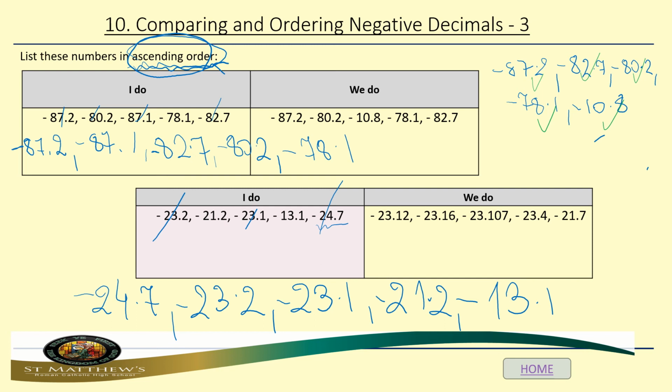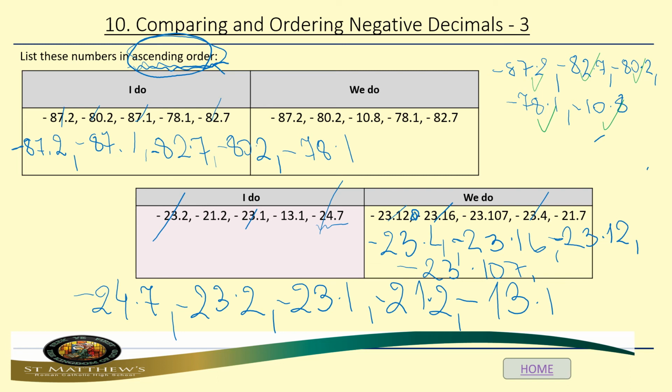Okay, so what you should have in there is minus 23.4 as the smallest, then minus 23.16, then minus 23.12, then, sorry, it's minus, then minus 23.107.